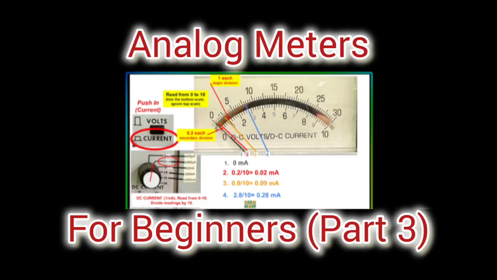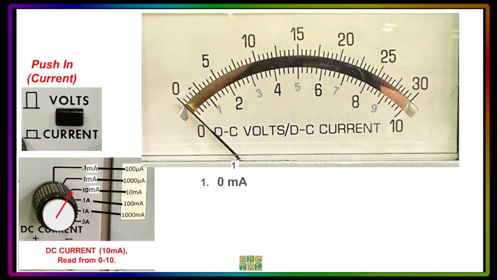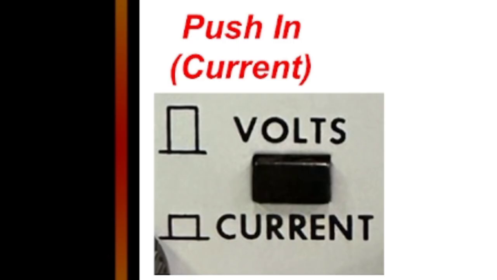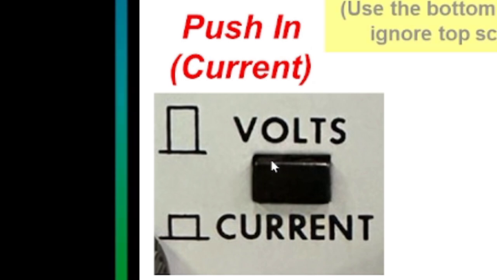Moving on, let's see how to measure current using the ammeter, the analog ammeter that we have here. Again, using the same scale, I have placed here the numbers 1, 3, 5, 7, 9, and 10 on the scale. Let's start with the easiest. We will be pushing the button here. We have to push it in so that we may use the current.